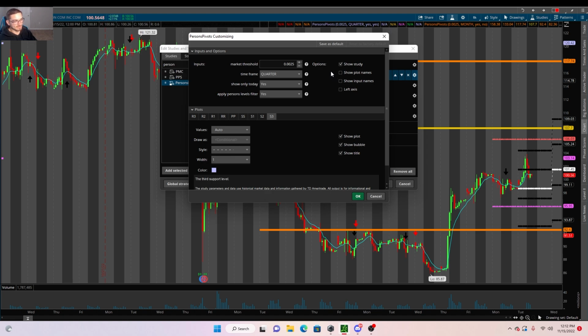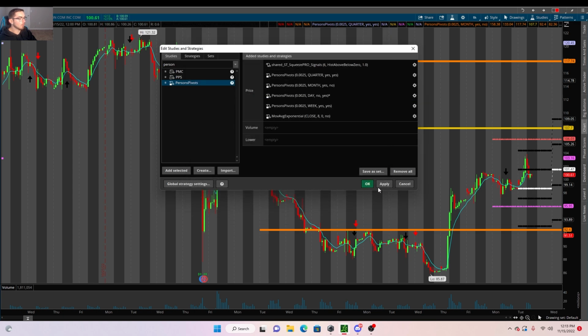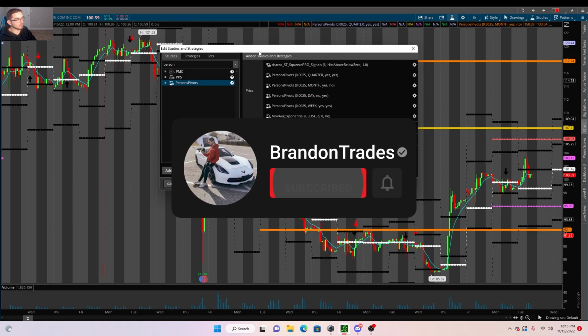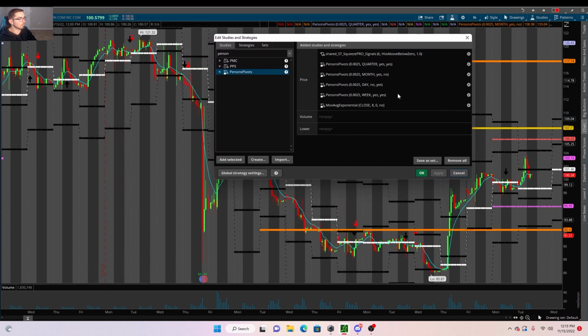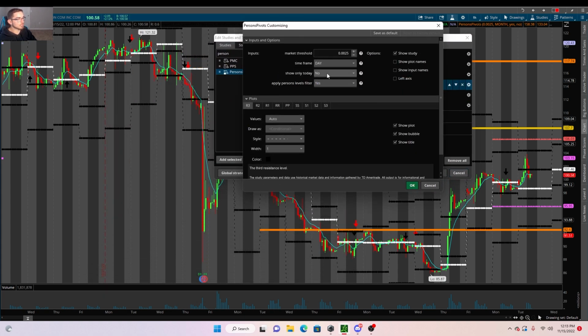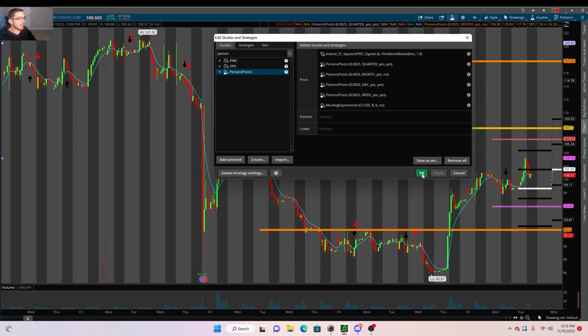Also, when setting this up, where it says show only today, you want to make sure that that says yes. Because if you keep it on no, you're going to have a bunch of lines going through your screen like this, and it's going to be a complete disaster to look at. So again, make sure to go to show only today, and then yes, and then apply Person's levels filter. I also do that. And then there you go, it's a cleaner screen from there.